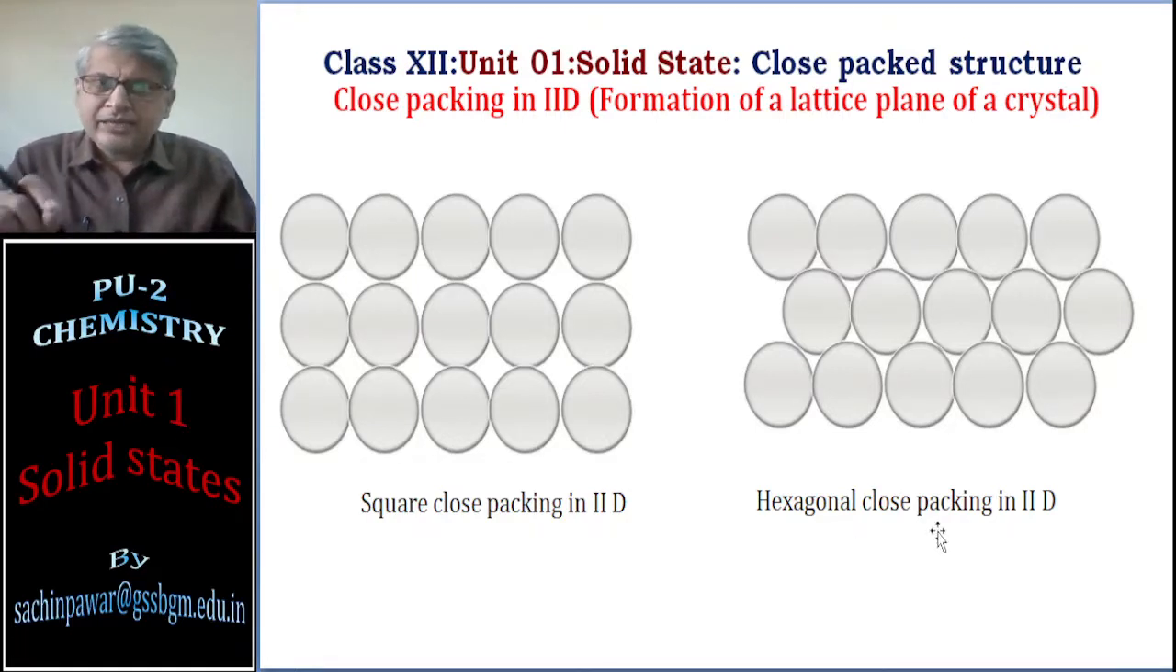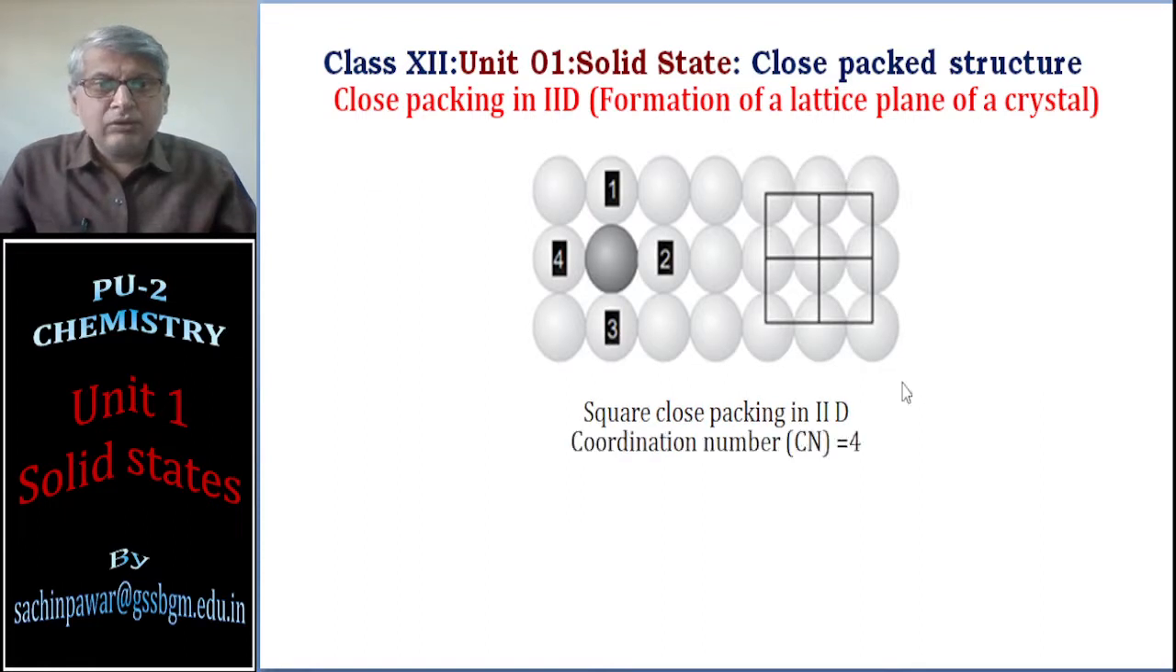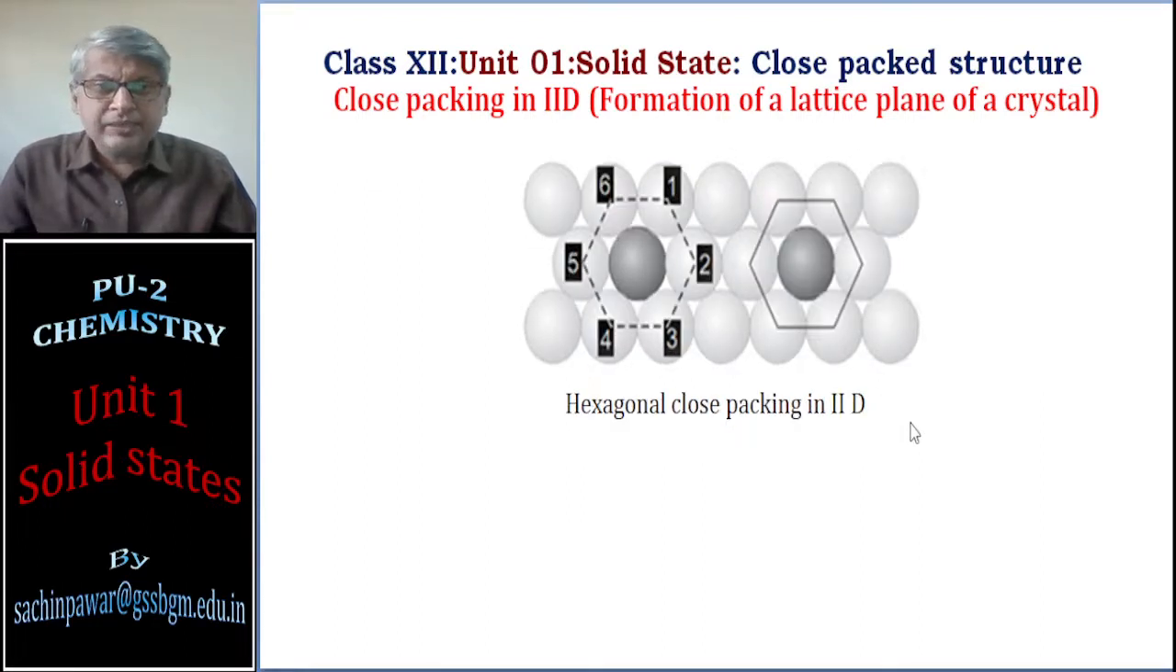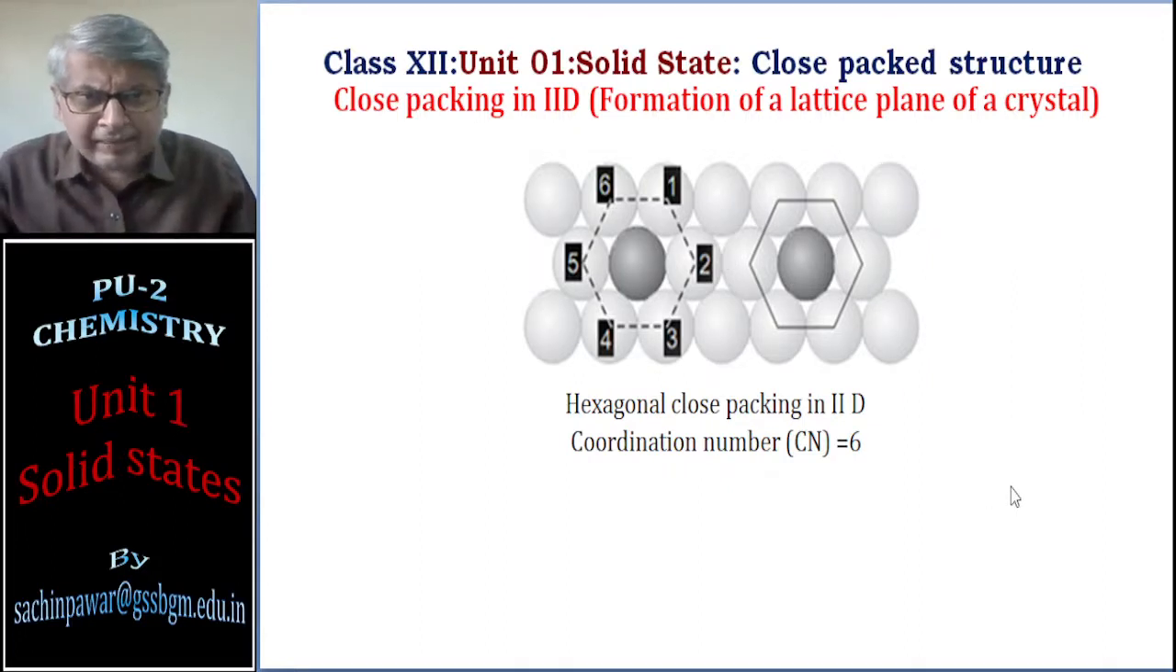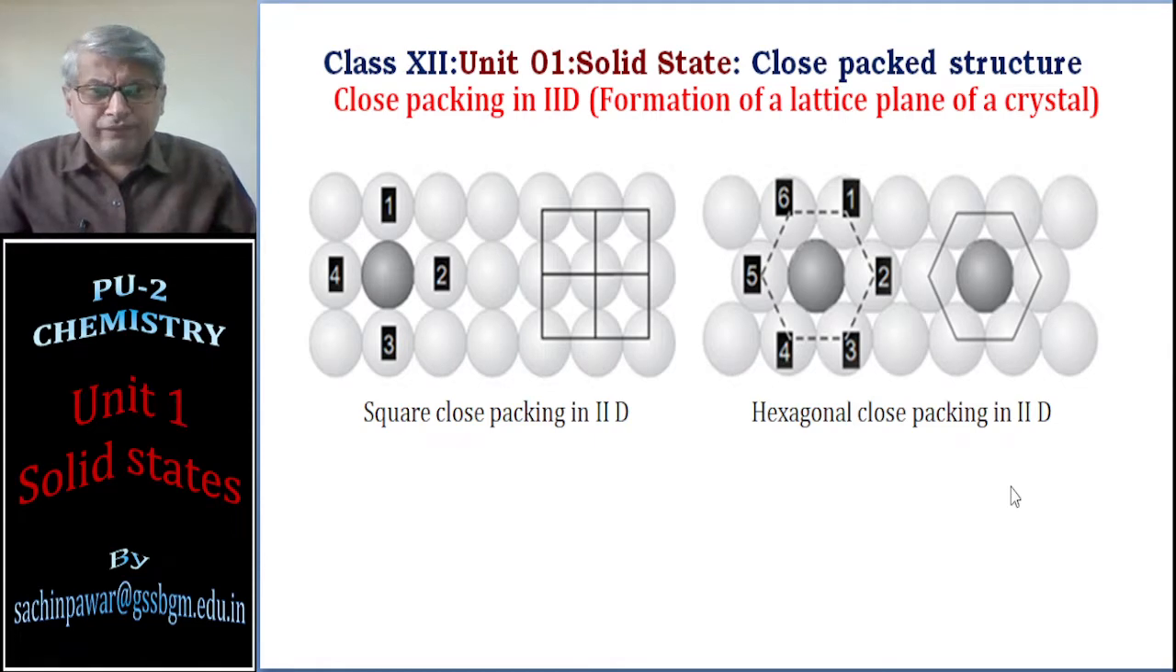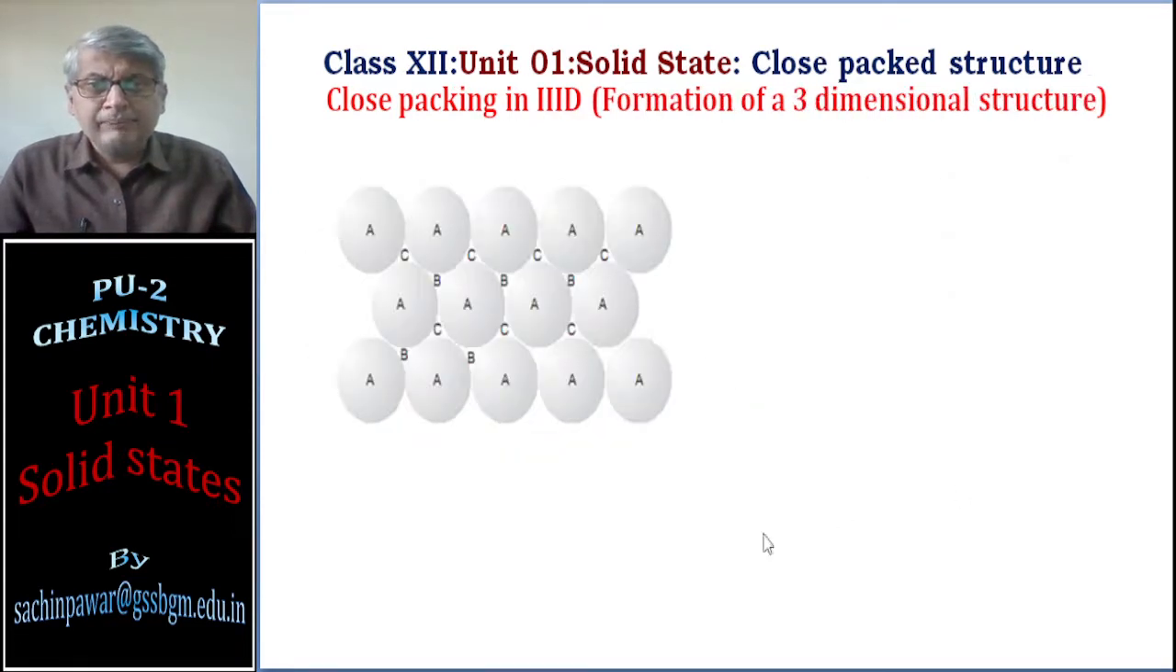In your syllabus, the textbook continues the 3-dimensional arrangement only for hexagonal close packing, and we will continue the 3-dimensional arrangement in hexagonal close packing only. So this is hexagonal close packing. Coordination number is 6, as 6 particles are in contact with one another. Now, when I say hexagonal close packing, have a close look at it. You will see one simple thing.